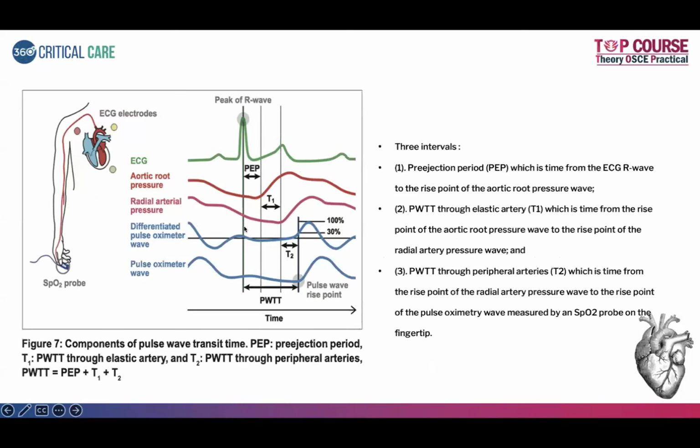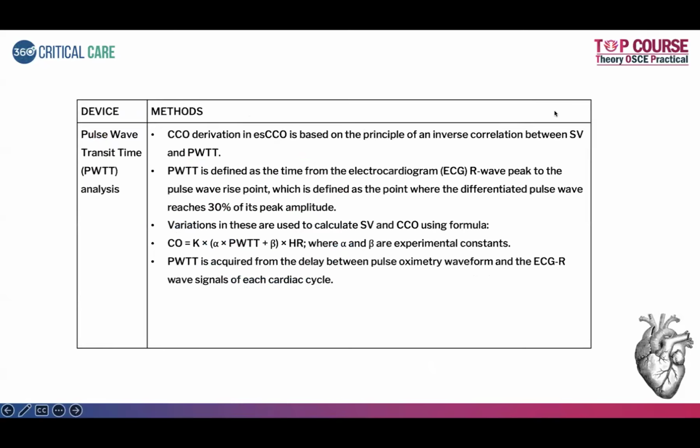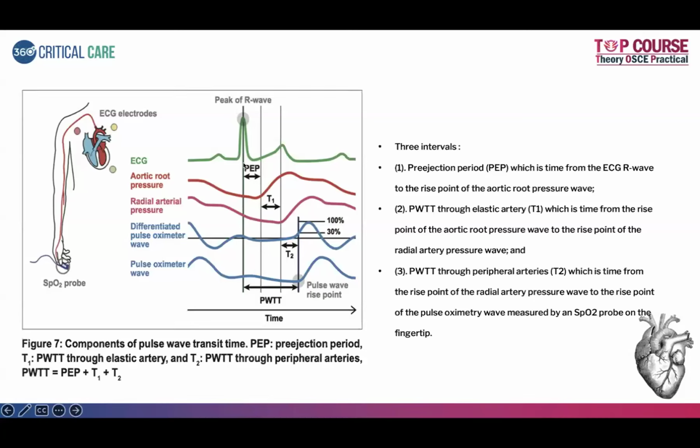So this is the pulse wave which we are seeing, the pulse oximeter wave. This is the radial artery pulse wave, and this is the ECG wave. So it is the time from the ECG R wave peak to the pulse wave rise point. This is the length of time which we are measuring, where this period is divided into 3 phases.